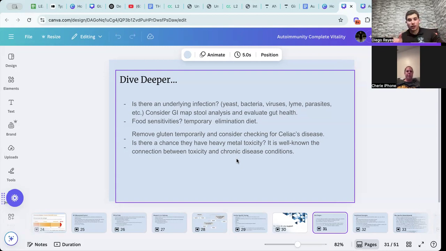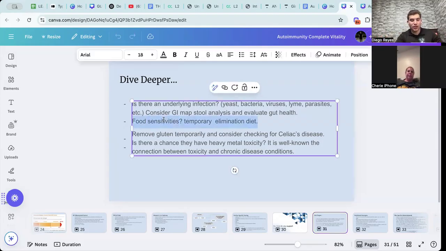And then a big thing is the food sensitivities. The food sensitivities is the biggest one. Why are people still dealing with autoimmune issues and suffering? What they've got to do is eliminate the inflammatory triggers, the immunological triggers that are causing the issue in the first place.